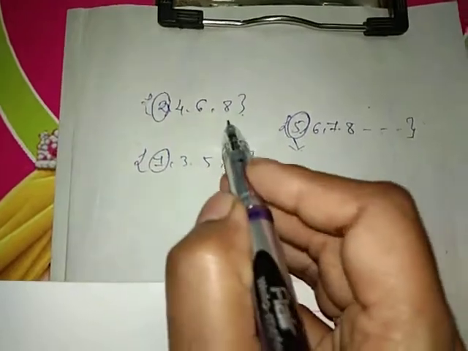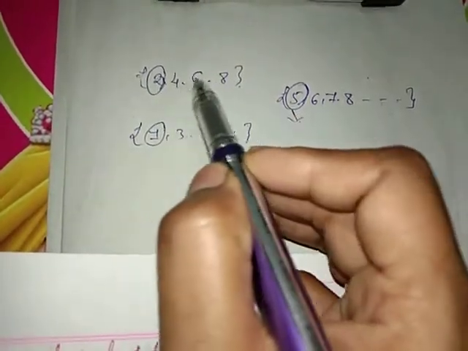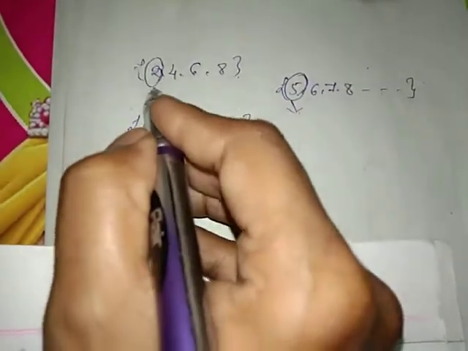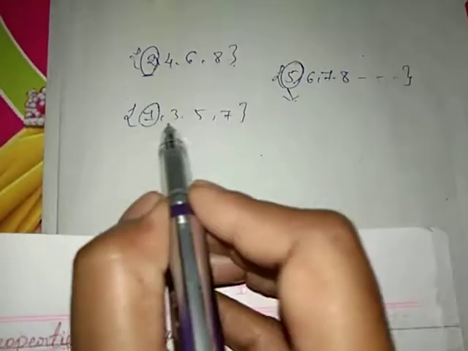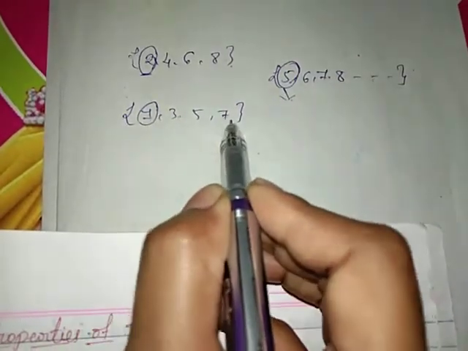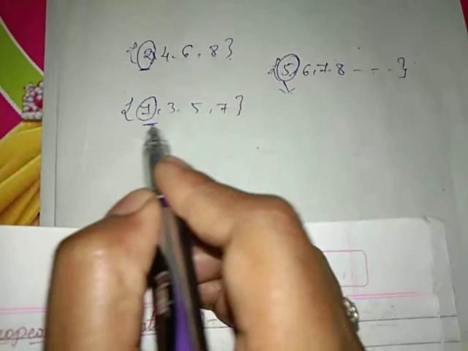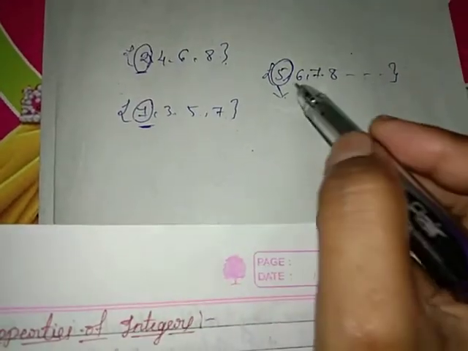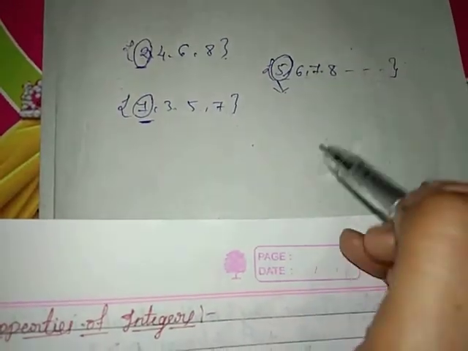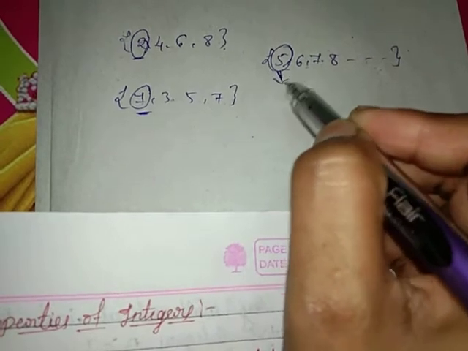Here I am considering some of the subsets of Z plus. Consider 2, 4, 6, 8. Here the smallest element is 2. Similarly, if the set is 1, 3, 5, 7, here the smallest element is 1. Likewise, for 5, 6, 7, 8, and so on, the smallest element is 5.